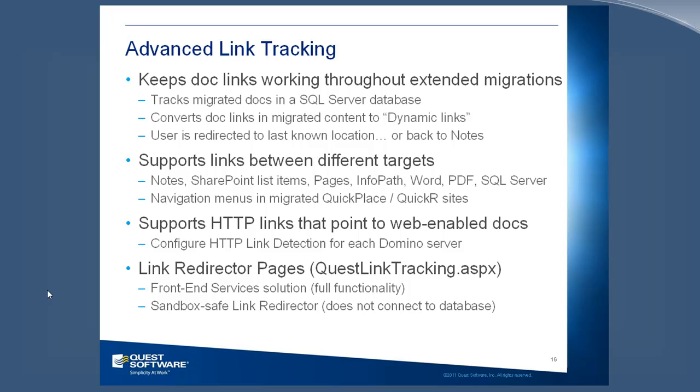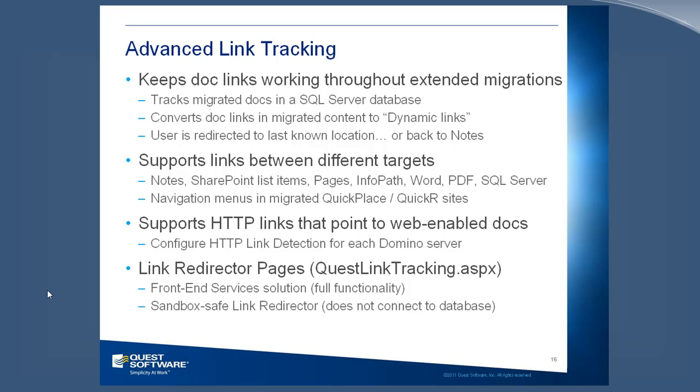And when we migrate a document that has a doc link in it, we convert the doc link into what we call a dynamic link. And that is basically a URL that points to our redirector page. So instead of pointing the user to a document, we have a URL that points to our redirector page and passes the document ID of the document the user is trying to get to. So when the user clicks on that document link, they go to our redirector page, and then they're redirected to the last known location of that document. So if it was migrated to a web part page, we'd redirect them to that web part page. Or if they haven't been migrated yet, we'll redirect them back to the Notes client to view the document there.